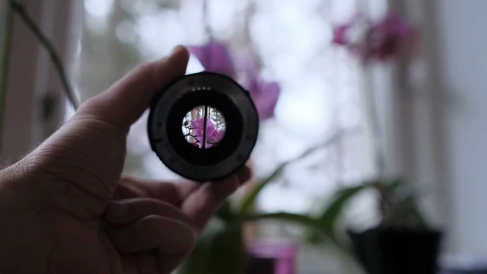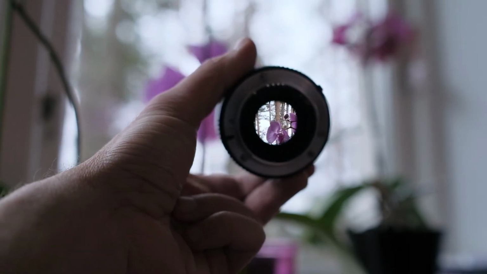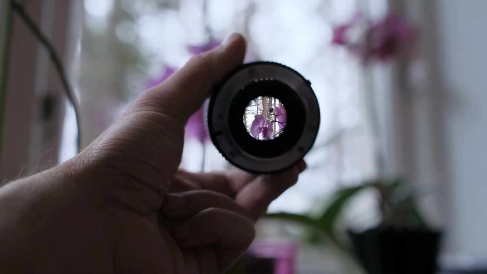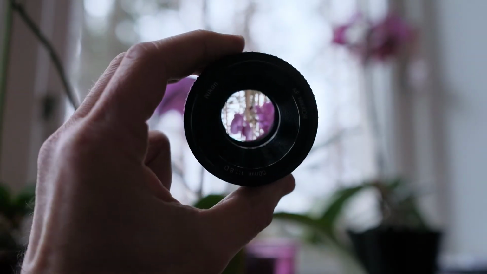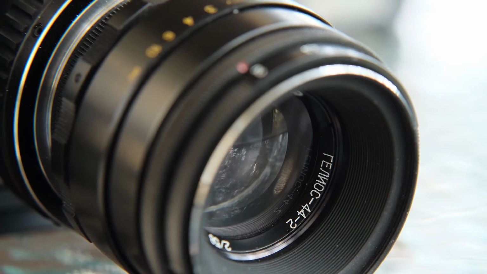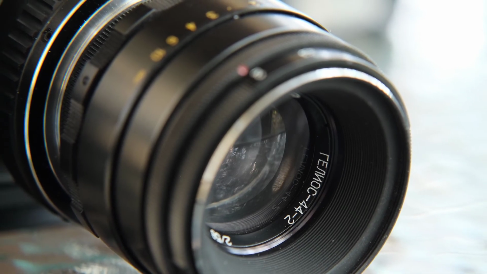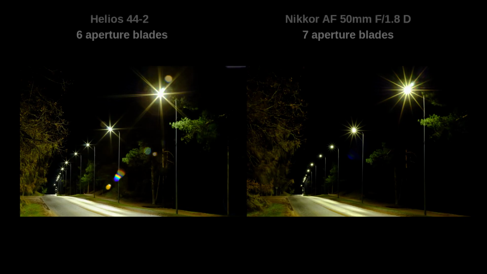Here's a fun fact. The number of aperture blades also affects the starburst effect, the rays that appear around bright points of light when using narrow apertures like f16 or f22. Lenses with an odd number of blades produce twice as many rays as there are blades. For example, a 7-blade lens will create a 14-ray starburst, while a 6-blade lens will only produce a 6-ray starburst.